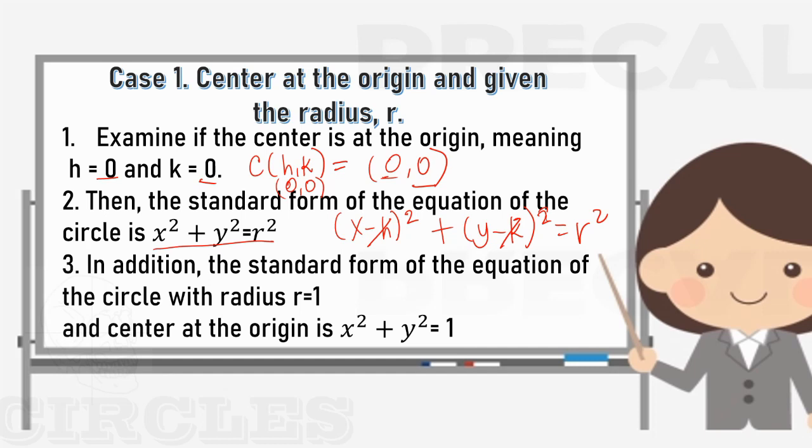In addition, the standard form of the equation of the circle with radius r equal to 1 and the center at the origin is x squared plus y squared is equal to 1. Sa formula natin na (x minus h) squared plus (y minus k) squared is equal to r squared. So, kung yung r daw na given is equal to 1, so ito yon. So, i-square natin yung 1, ibig sabihin, 1 lang din siya. Yung 1 squared is equal to 1 lang din, di ba? So, kaya ito yung magiging final na standard form or standard equation.